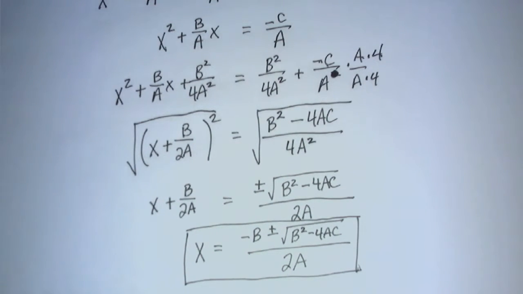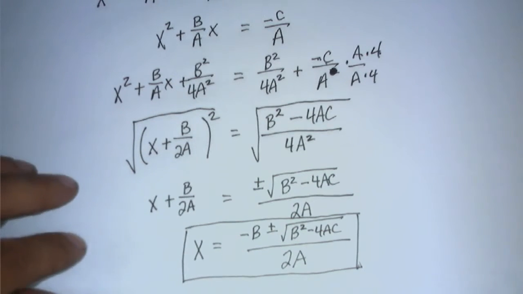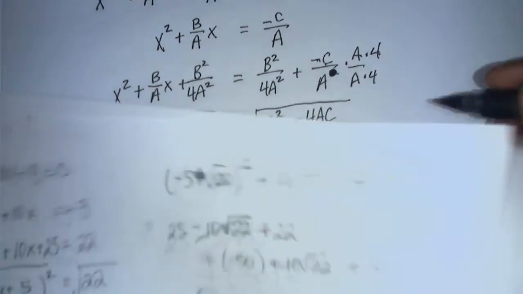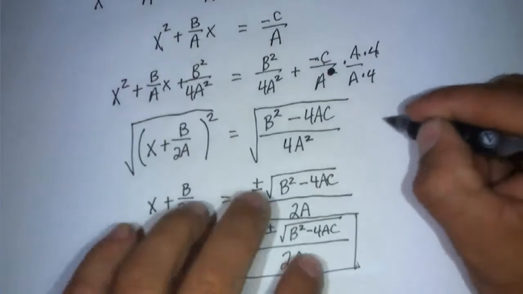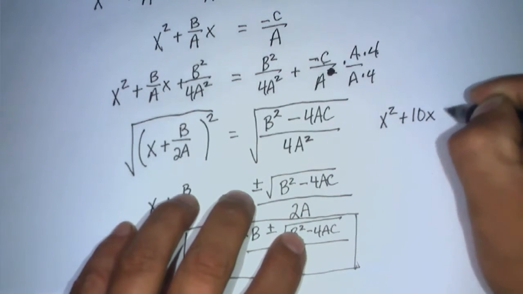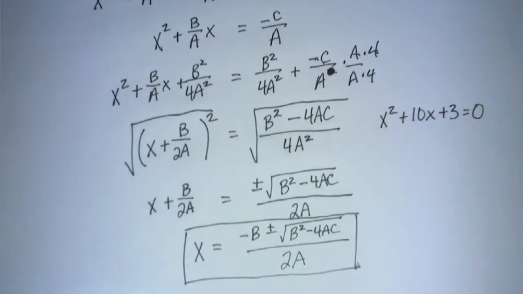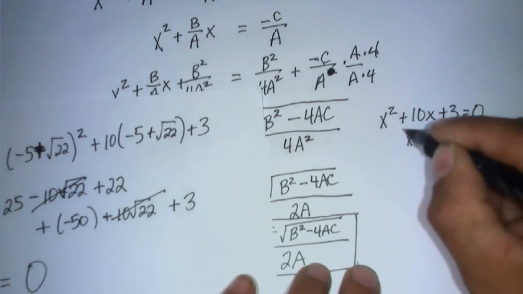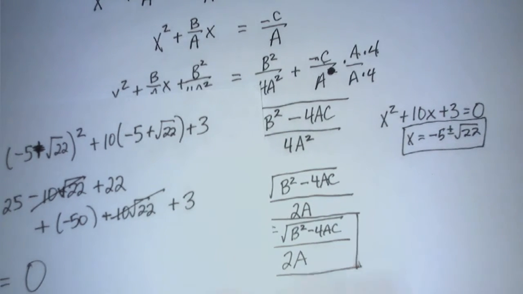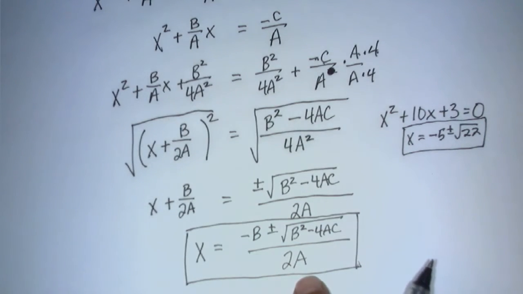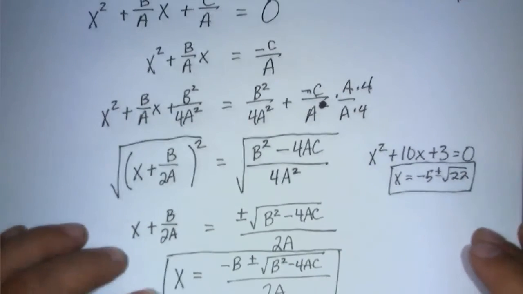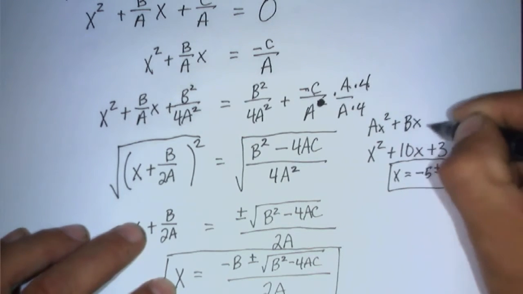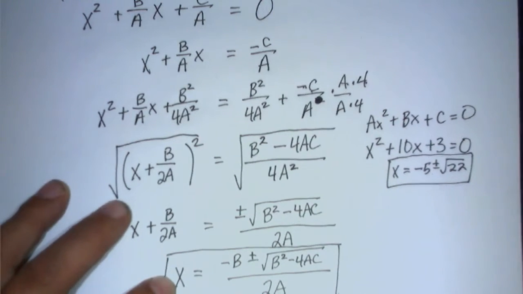So now let's check it and see if this works. I'm going to rewrite this problem that we had before and see if we get the same answer. If we have x squared plus 10x plus 3 is equal to 0, we said that x was equal to negative 5 plus or minus the square root of 22. Okay. So here's our quadratic formula. This applies when we have ax squared plus bx plus c is equal to 0. So let's plug in the a, b, and c.